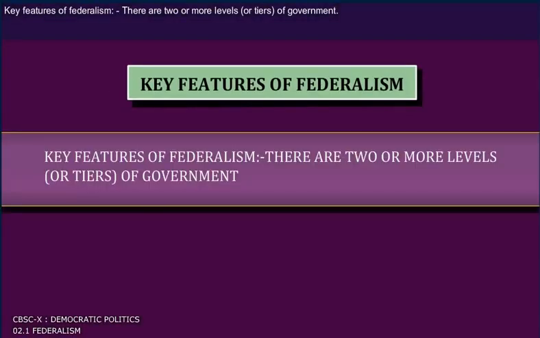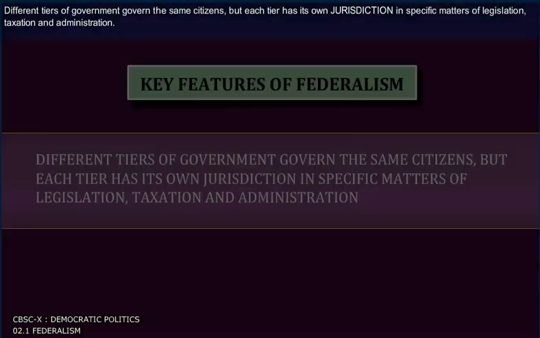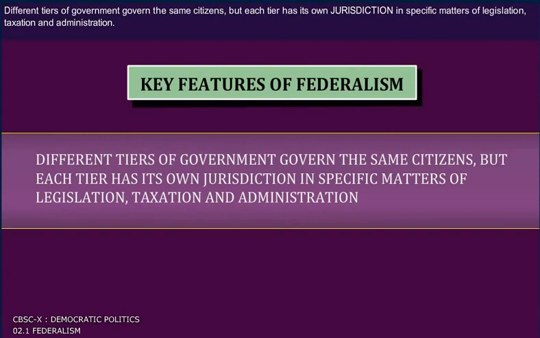Key features of federalism. There are two or more levels or tiers of government. Different tiers of government govern the same citizens, but each tier has its own jurisdiction in specific matters of legislation, taxation, and administration.